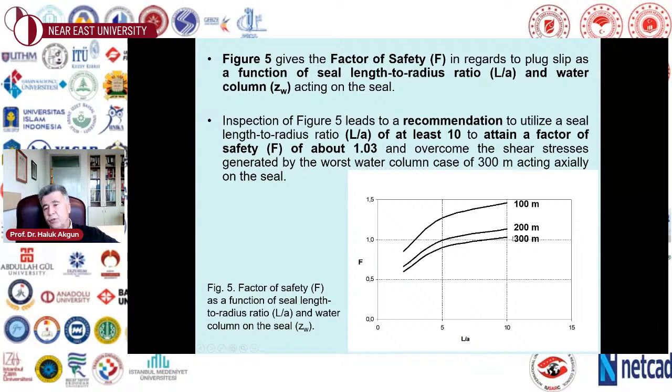And if there was a water column of 300 meters, we needed a length to radius ratio of 10. And it is so: inspection of figure 5 leads to a recommendation to utilize a seal length to radius ratio, L over A, of at least 10 to attain a factor of safety of about 1, which is this point right here, generated by the worst case water column scenario of 300 meters acting axially on the seal.